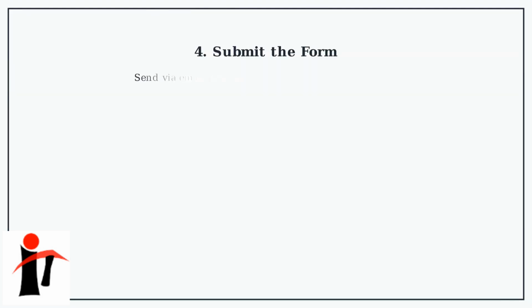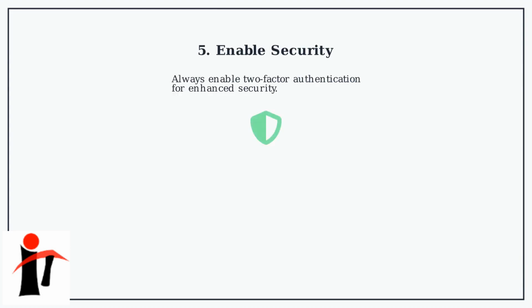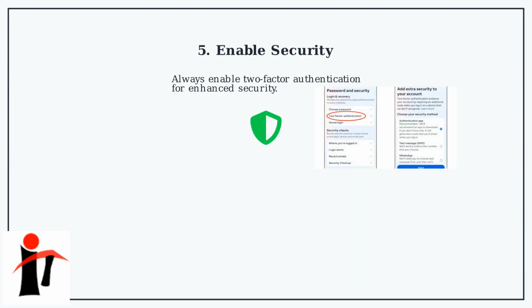Submit the completed form to your employer or payer through email, online upload, or mail. Cash App will confirm the setup via app notifications within 1 to 3 business days. Always enable two-factor authentication in Cash App for enhanced security to protect your account.